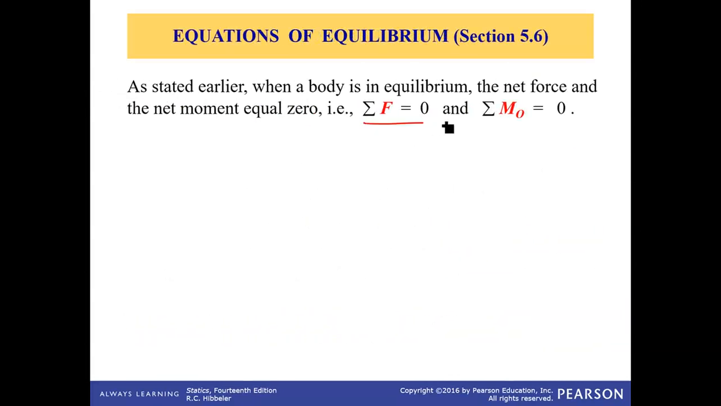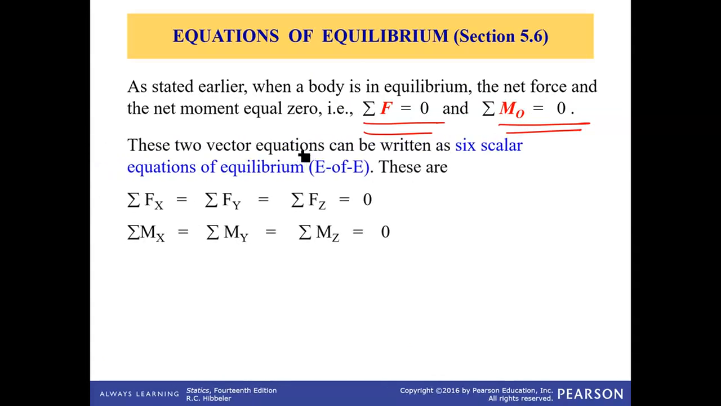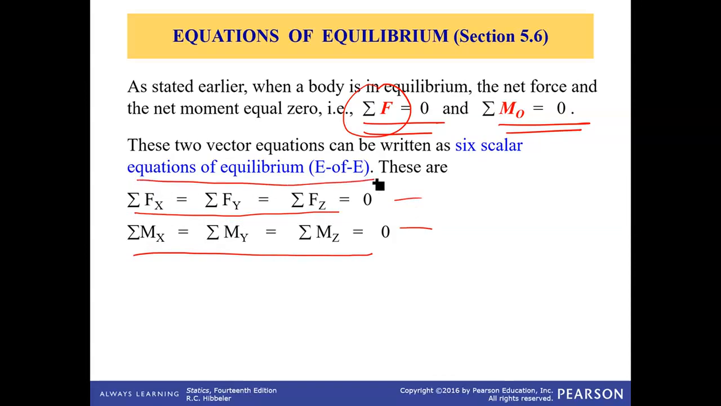The equations of equilibrium are only two: sum of the forces equal to 0, and sum of the moments about any point equal to 0. If we expand these vector equations into scalar equations, then we get 6 equations. From the one vector sum of the forces, we get 3 scalar equations: sum of the forces in x, y, z. The same goes for the moments, sum of the moments about x, y, z, and they all are 0 if the rigid body is in equilibrium. So we have 6 equations of equilibrium for a 3-dimension system.